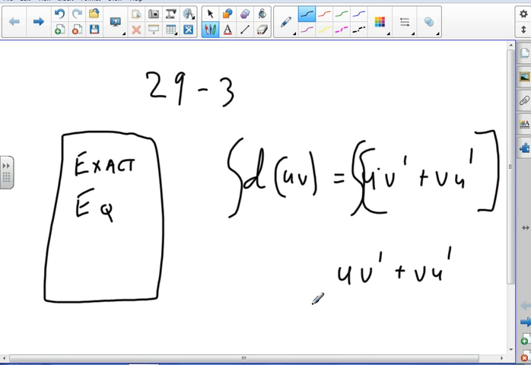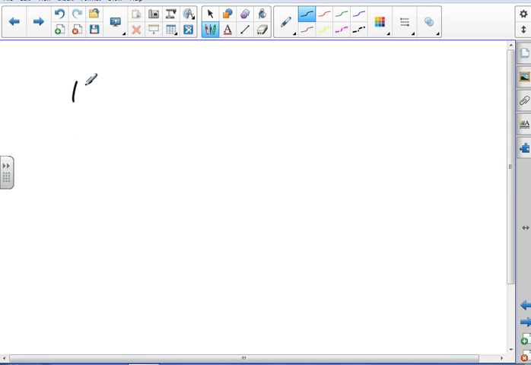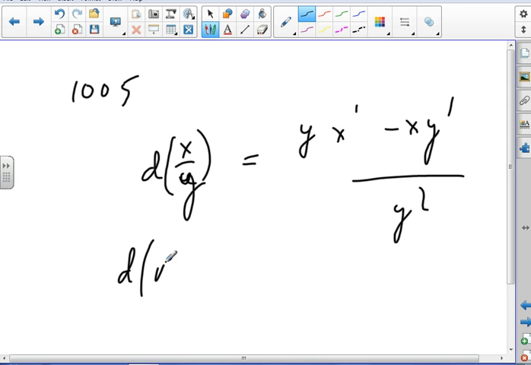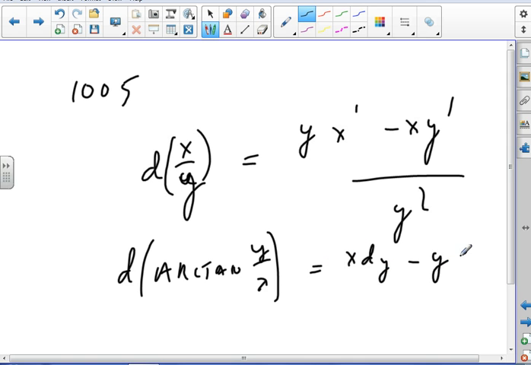Very good. I'm in chapter 28, number 3. All right, so on page 1005, we find that the derivative of x over y is equal to y x prime minus x y prime divided by y squared, and we find that the derivative of the arctangent of y over x is equal to x dy minus y dx over x squared plus y squared.